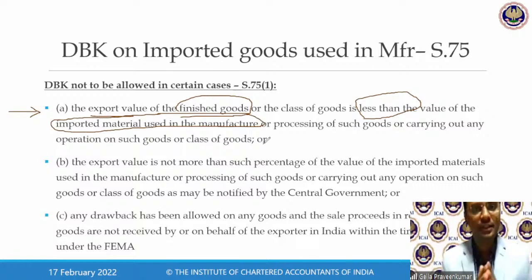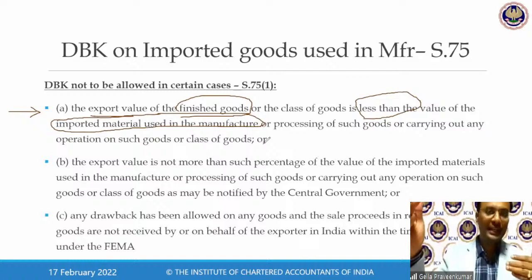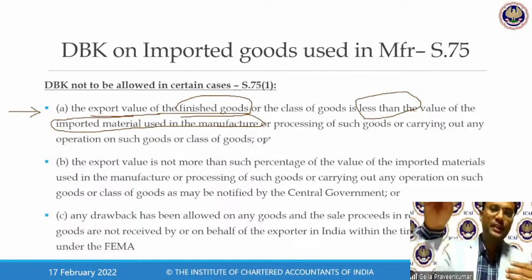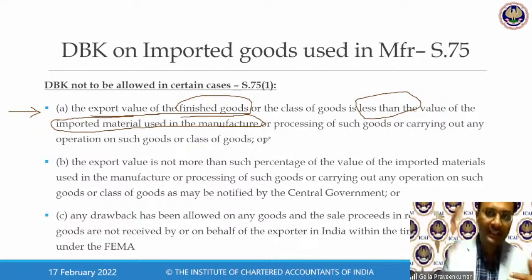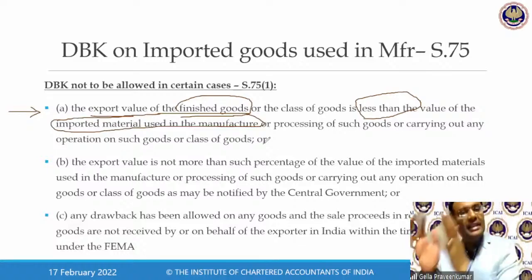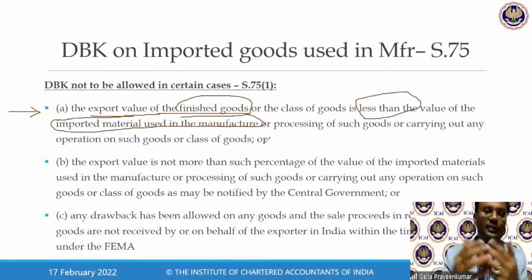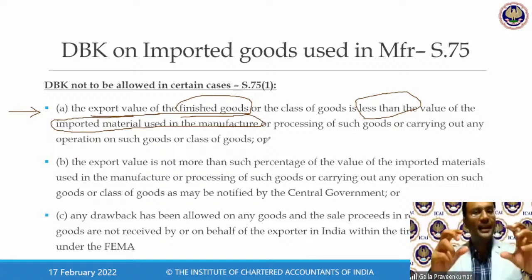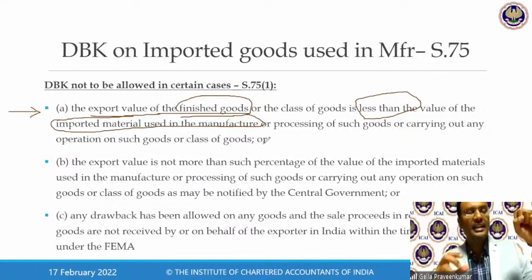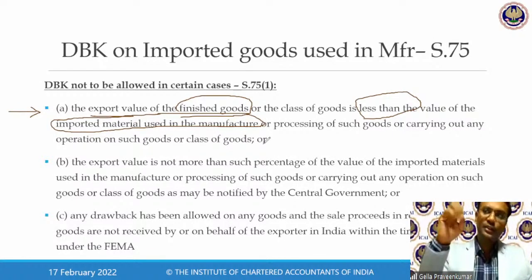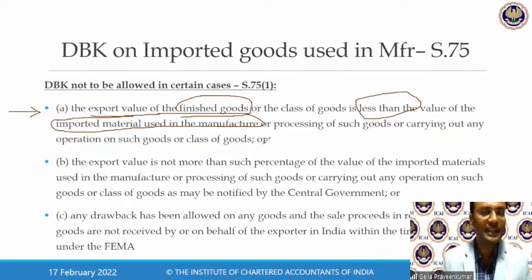The government says, look, your import value and your export value, when I compare, my value of export finished goods or this particular class of goods is much, much less than the value of import material on which you have paid your duty. So in case of disparity, my purchase is higher than my exports. So in this case, I will not be entitled for drawback under Section 75. So where do we have this particular exposure?